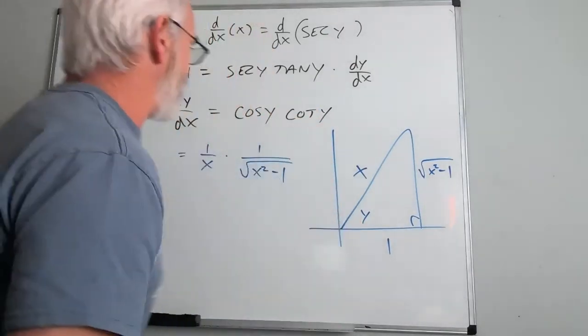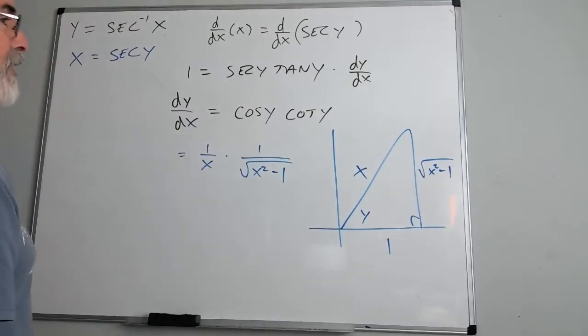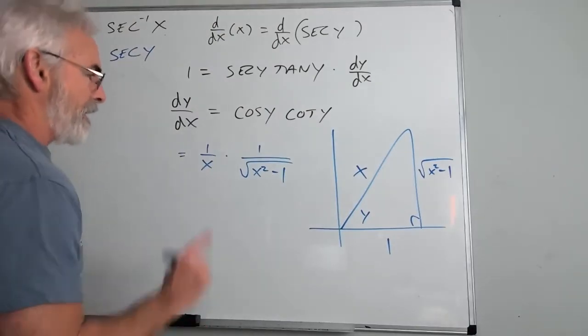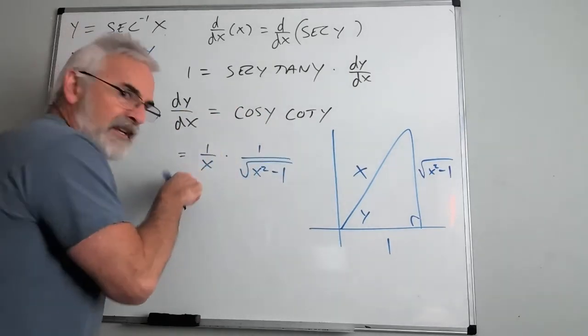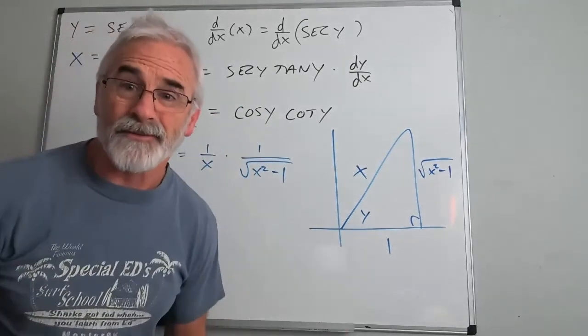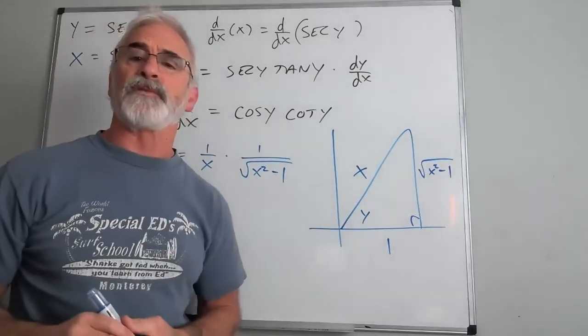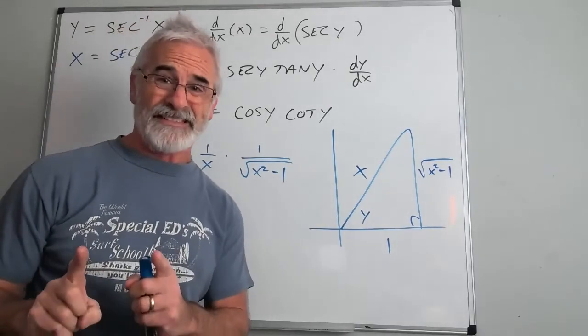Now, is that a big deal? Is that a concern of ours? Well, not really. If x is a negative value, what do we know about this quantity? If x is a negative value, this is negative. Why is that a big deal? Well, it is a big deal because of the shape of the secant graph.